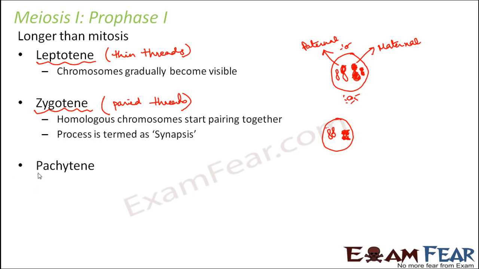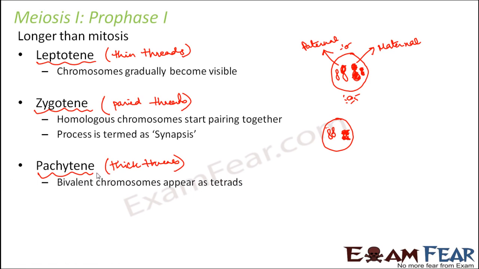The third stage is pachytene. The word pachytene means thick threads. So you see, leptotene was thin threads where you just had individual chromosomes. When they got paired up, it was called zygotene, which meant paired threads. Now the threads will be even thicker. What happens here? Here bivalent chromosomes appear as tetrads. What is a tetrad? Here you have two chromosomes, here you have two chromosomes. Now all these four chromosomes will come together like this.